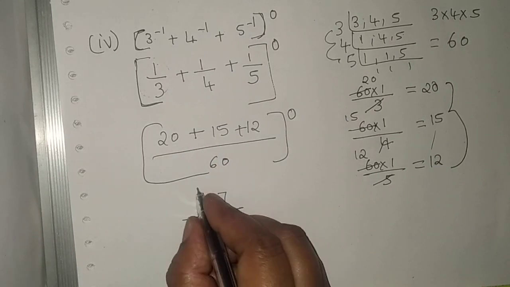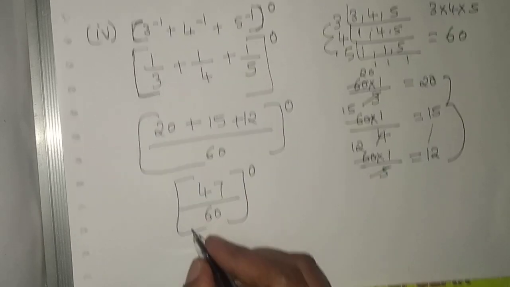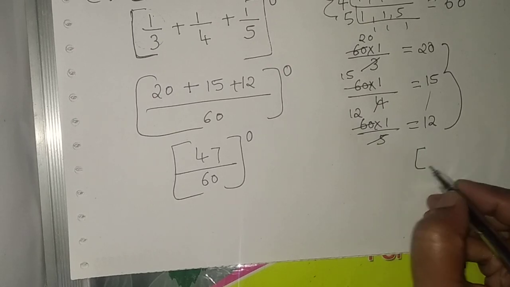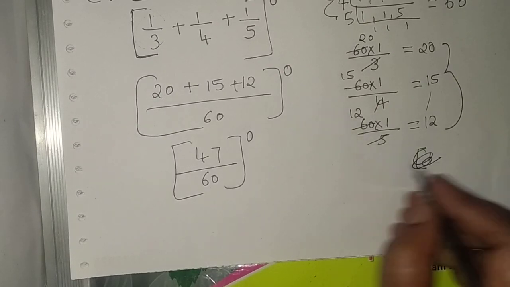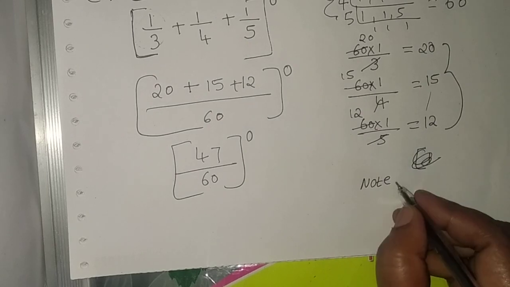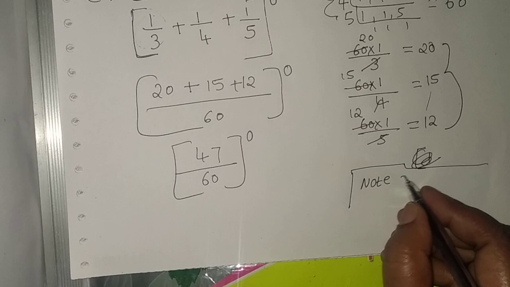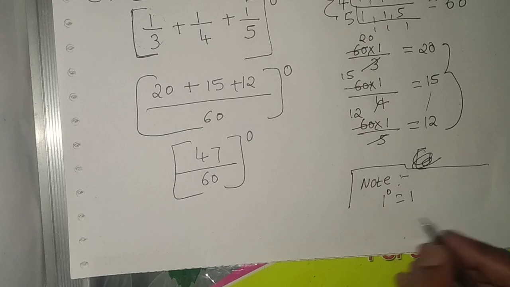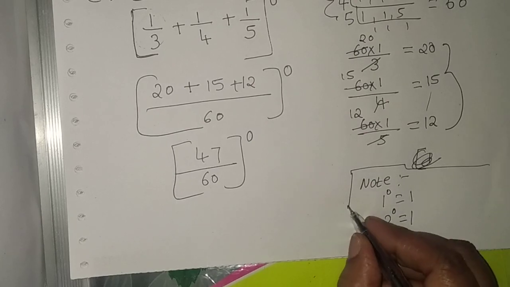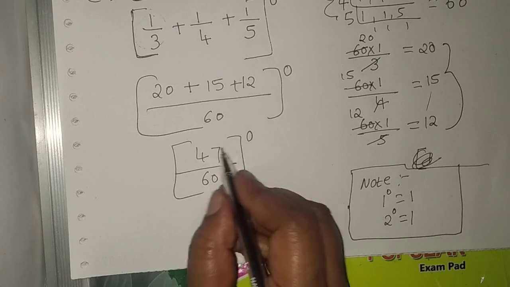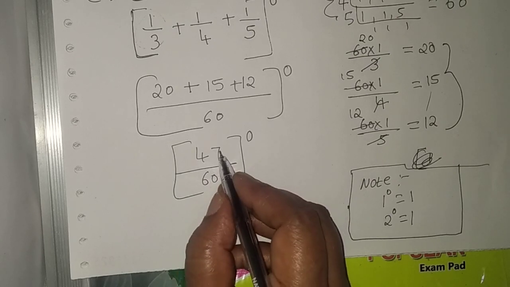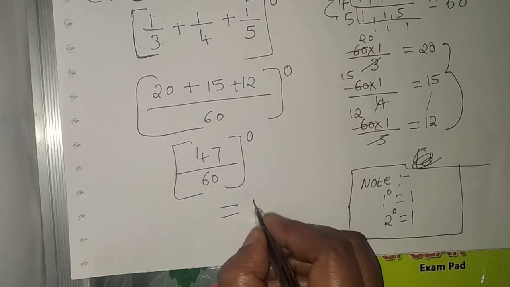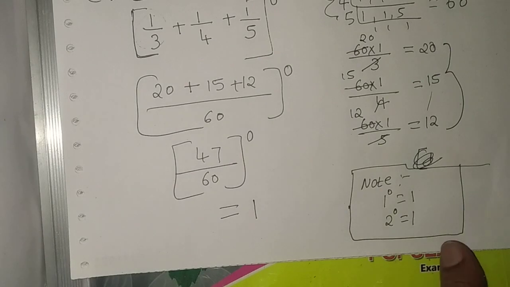Therefore (47/60) to the power 0. So anything to the power 0, what do we get? 1. I have written this note, I think in the first problem itself: note that anything to the power 0 is equal to 1. Anything, it may be 2. This will be the result. So we have the fraction 47 by 60 to the power of 0, which becomes 1. So this is the solution for this.